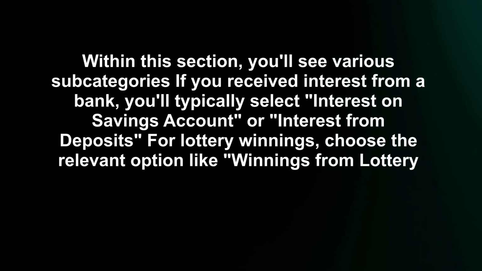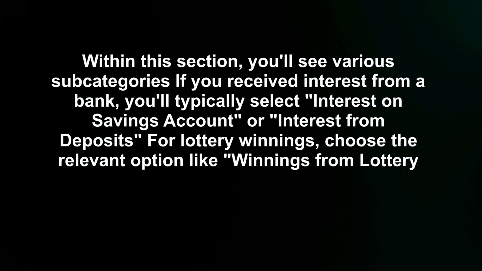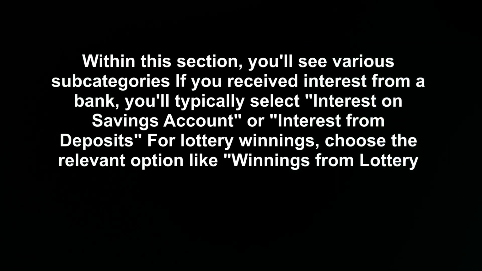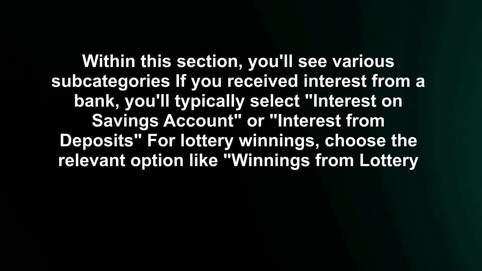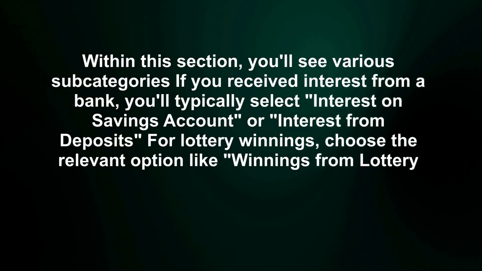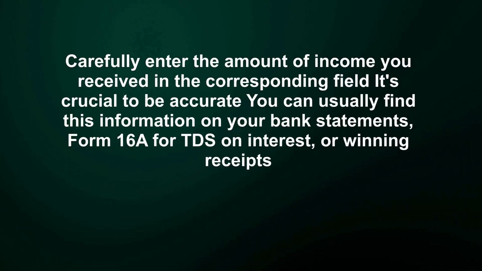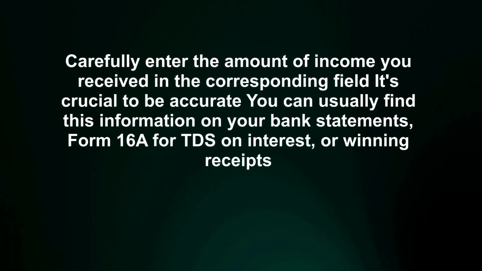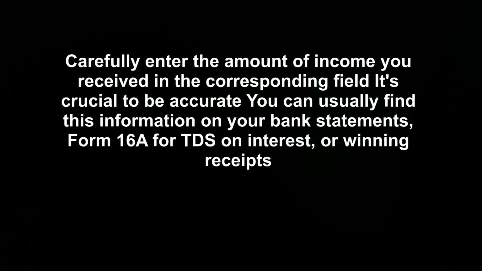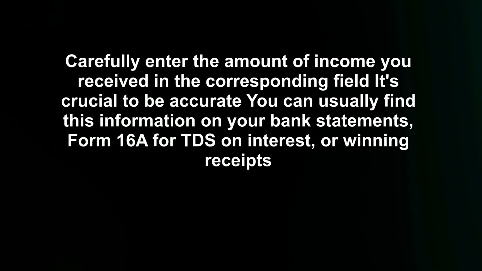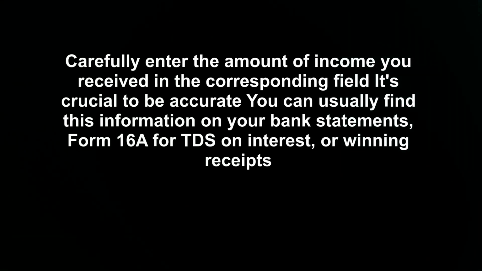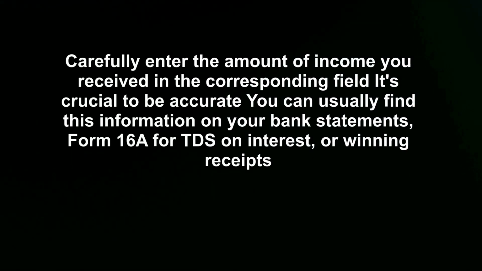If you received interest from a bank, you'll typically select interest on savings account or interest from deposits. For lottery winnings, choose the relevant option like winnings from lottery. Carefully enter the amount of income you received in the corresponding field. It's crucial to be accurate. You can usually find this information on your bank statements, Form 16A for TDS on interest, or winning receipts.